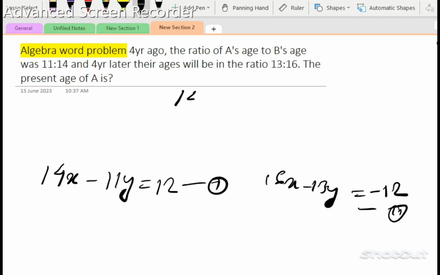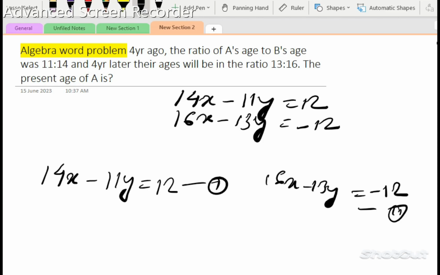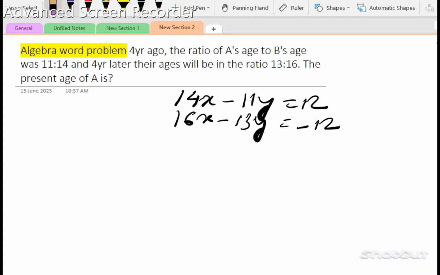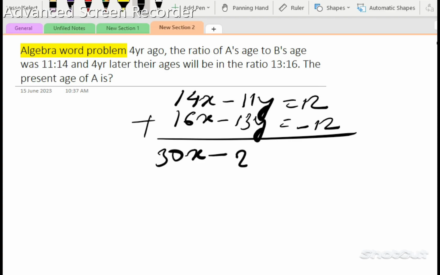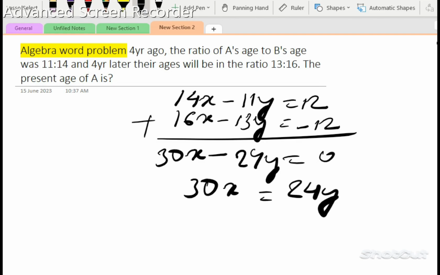So you have 14x minus 11y equals 12, and then 16x minus 13y equals negative 12. Make sure to write the same terms underneath each other. Be careful with the signs. A single negative sign, if misplaced, can get your entire work wrong. So let's add up the equations. What would you get? It's going to be 30x and minus 24y, and negative 12 and 12 are going to cancel each other out, and you would get 0 here. So bring the 24 to the other side. You would get 30x equals 24y.